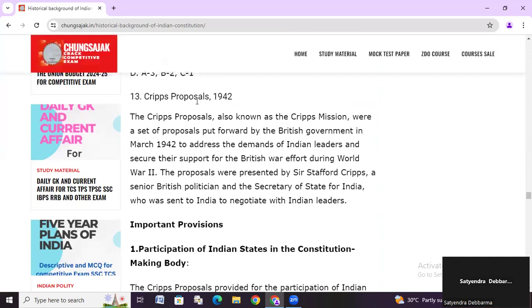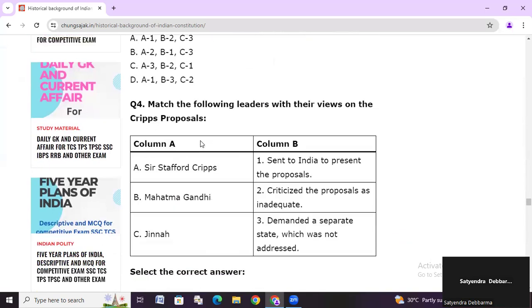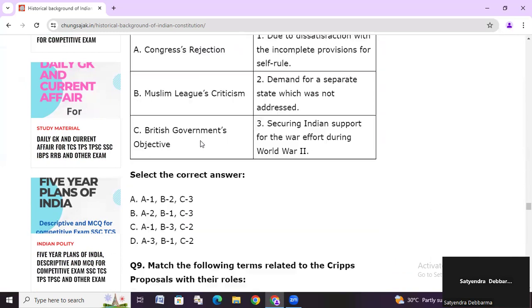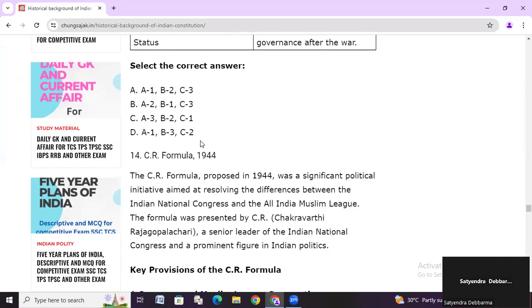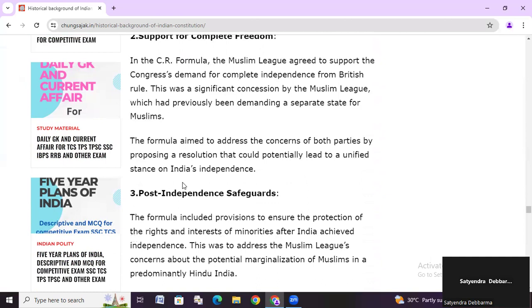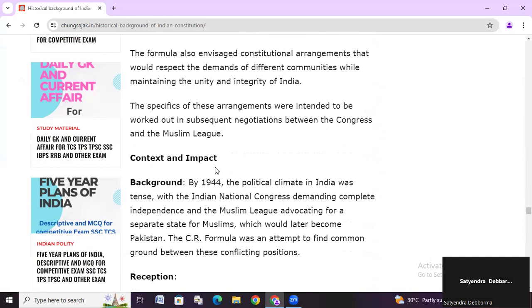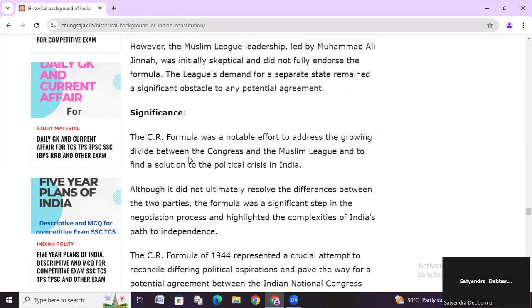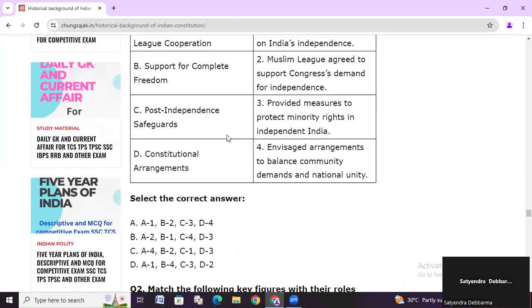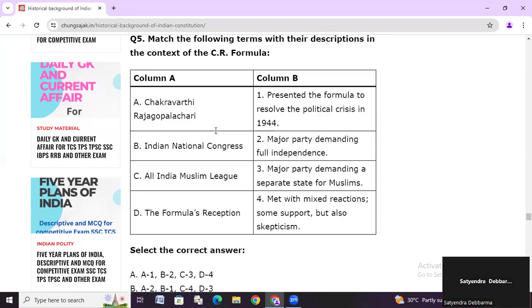Next, Cripps Proposal 1942. Explanation and MCQ. CR Formula 1944. Explanation. Study the explanation and practice the MCQ.